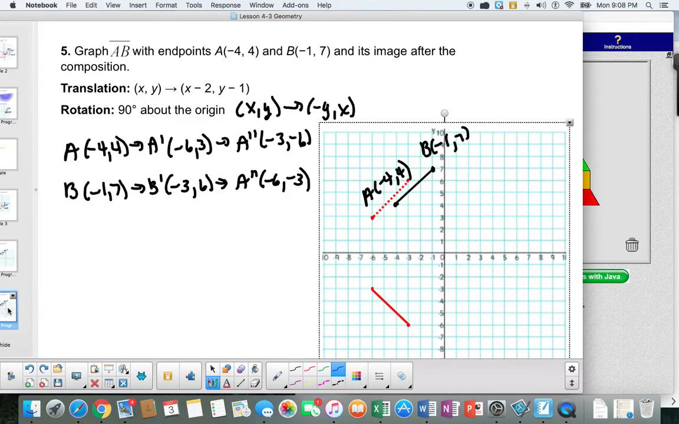And here's the answer. You can see that I did it one at a time. I did a translation, and it was just moving over 2 units to the left and 1 unit down. And then I went and rotated about the origin, so you can see this turning effect that's here, turning effect like that.